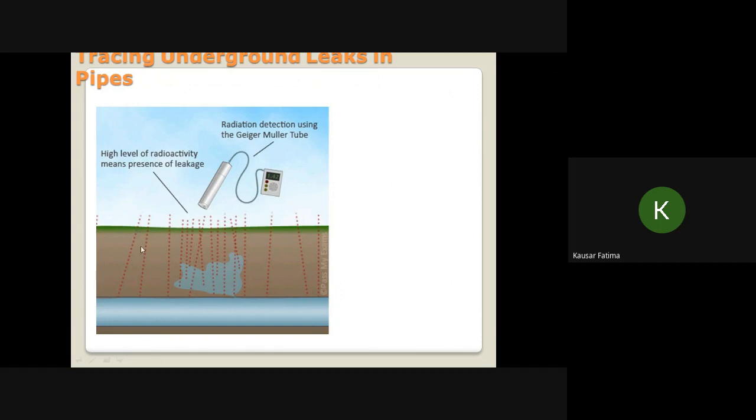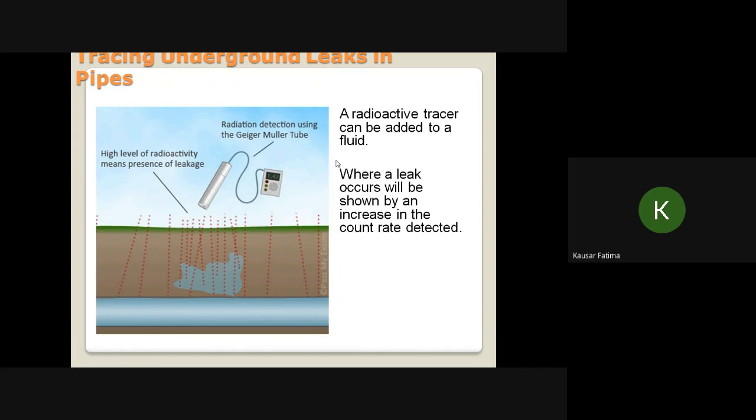So the water which flows into the pipes should have some radioactive substance added, and that will be emitting radiations. So what kind of source is to be used and what should be the half-life? Let us see. The radioactive tracer can be added to a fluid like water which will be flowing through this pipe. Where a leak occurs will be shown by an increase in the count rate. So when we detect a higher count rate, it means the leakage is present at that part.